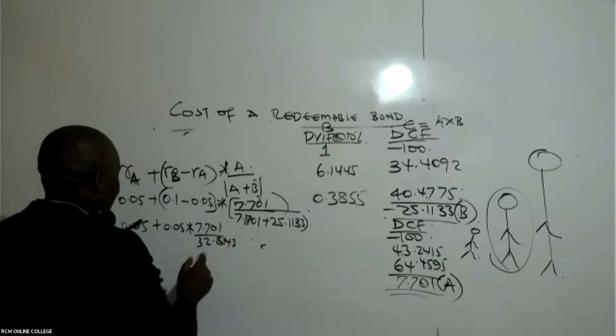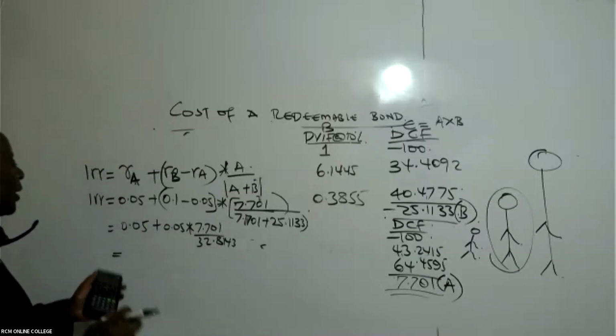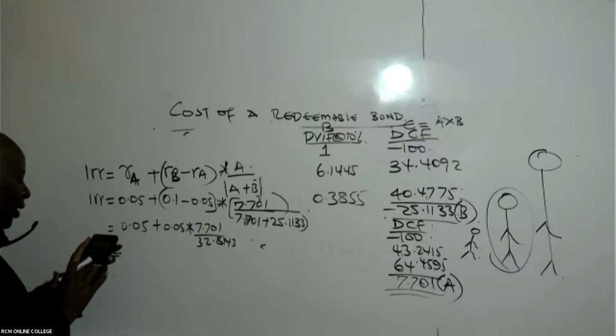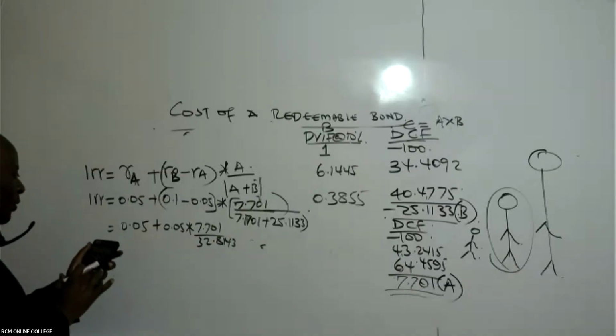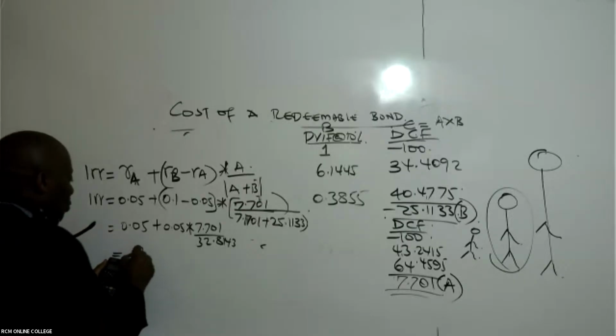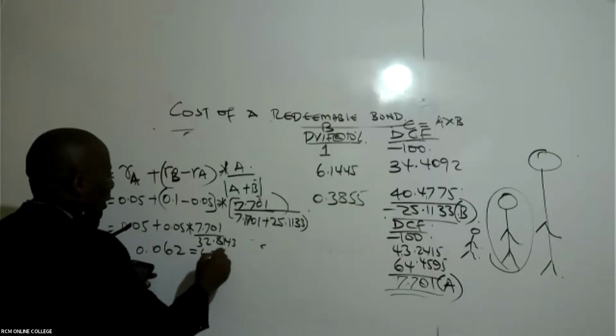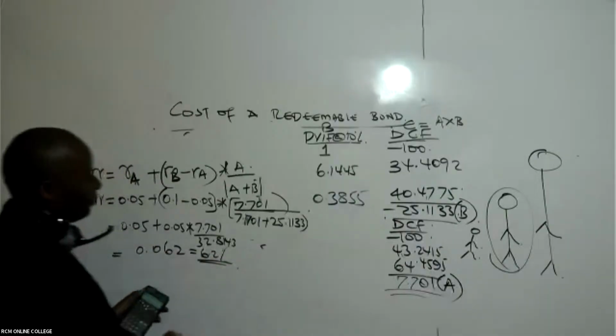So this is 32.8143. If you wish, you can multiply this first, but if you have a good calculator without saying equals anywhere, you'll come and say 0.05 plus 0.05 times 7.701 divided by 32.8143. And then you say equals at the end of the day. You'll be able to get 0.062, which is the same as 6.2 percent.